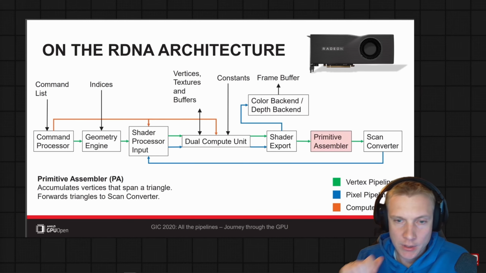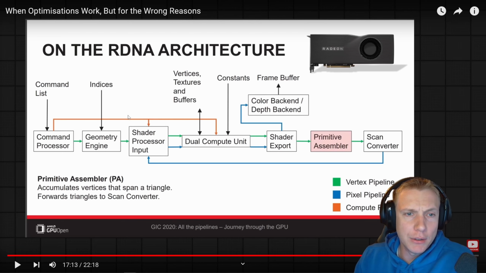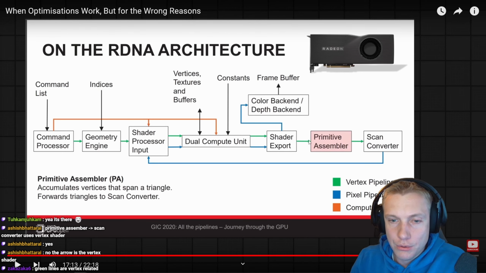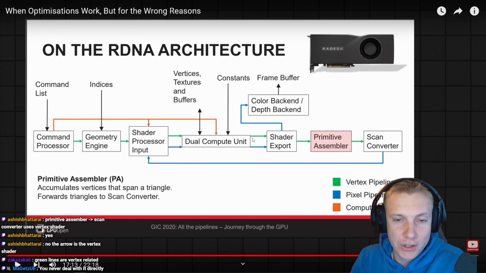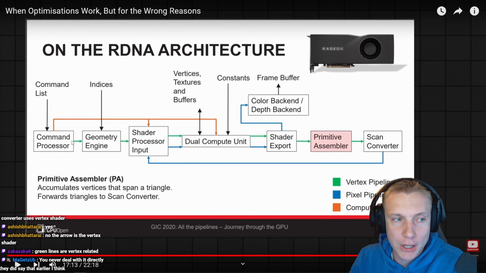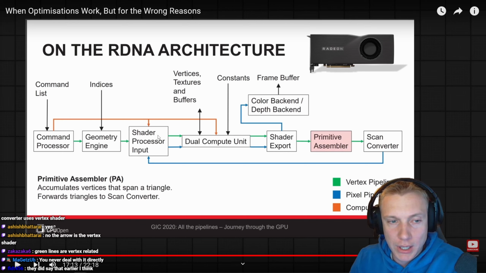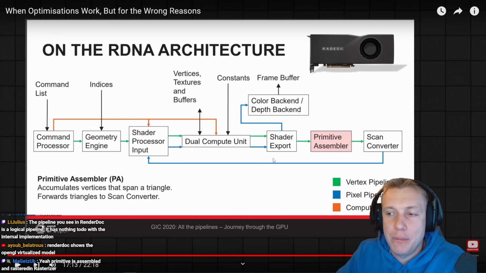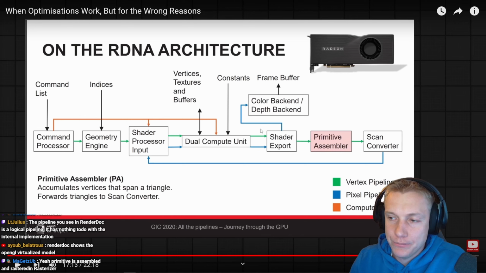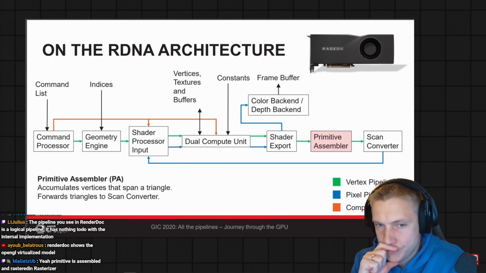This is where it gets interesting. So what I don't like here is, why don't they add in the vertex shader? Green lines are vertex related. Yeah, I know, but maybe this isn't the entire vertex shader. Command preprocessor, command list, indices, shader preprocessor input, then dual compute unit, basically computing this multiple times, then the shader export. Primitive is assembled and then the rasterizer.